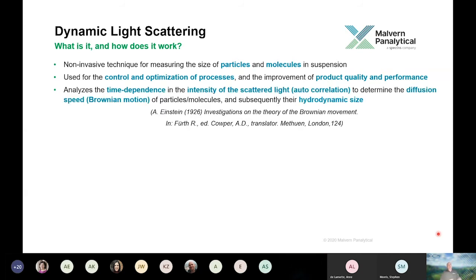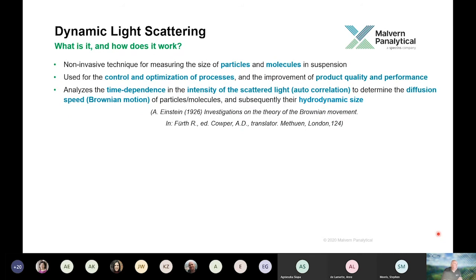What does it do? It actually analyzes the time dependence in the scattered light intensity. So when we pass our laser into our sample, the particles and molecules in that sample are undergoing Brownian motion, random movement. And that causes the intensity of the scattered light to fluctuate at a certain rate. And what we are interested in is the rate of that intensity fluctuation, the time dependence in that intensity fluctuation. And the way we determine that is to autocorrelate the signal.